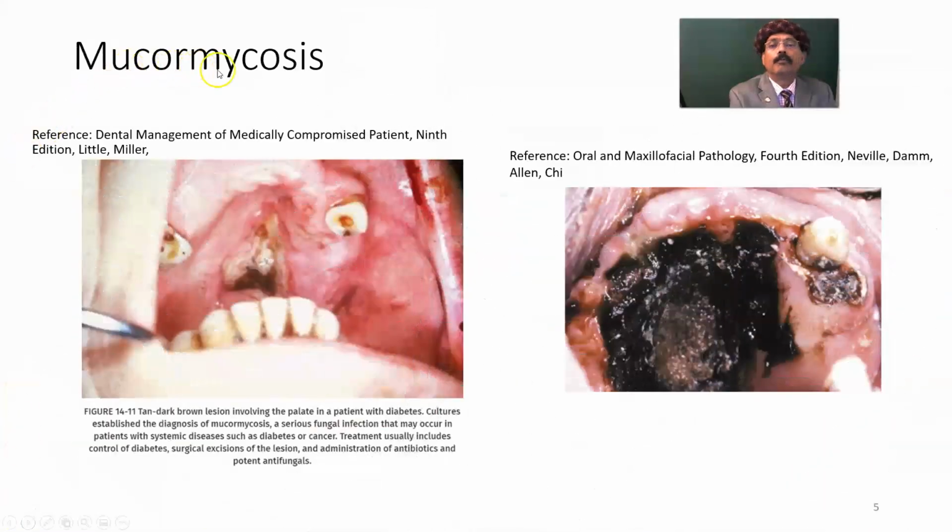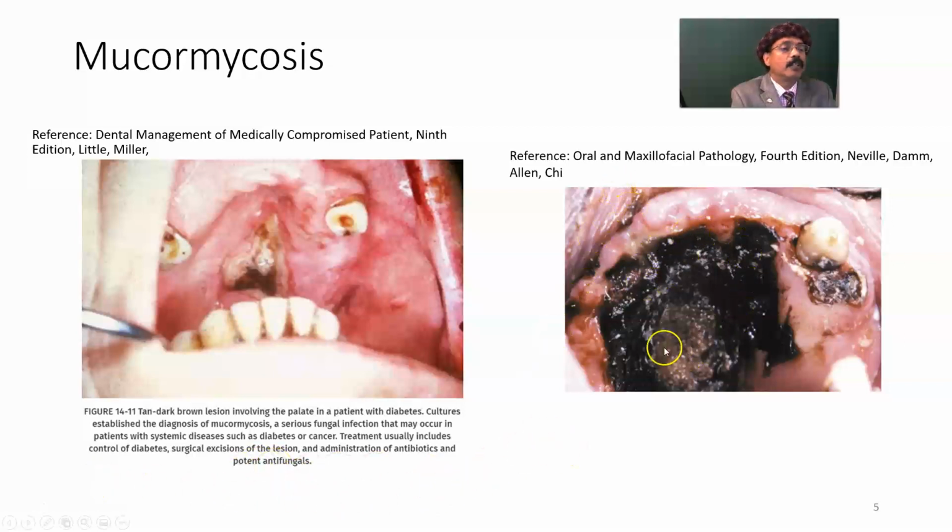So we have mucormycosis with dark brown lesions involving the palate in a patient with diabetes. Culture established the diagnosis of mucormycosis; serial fungal infection may occur. Treatment includes strict glycemic control, surgical excision, and antibiotics if there is added secondary infection, and certainly a potent antifungal like amphotericin B, like lipophilic amphotericin B.